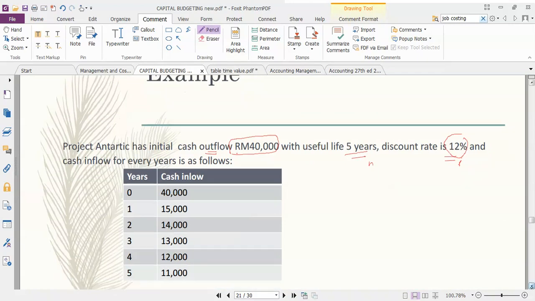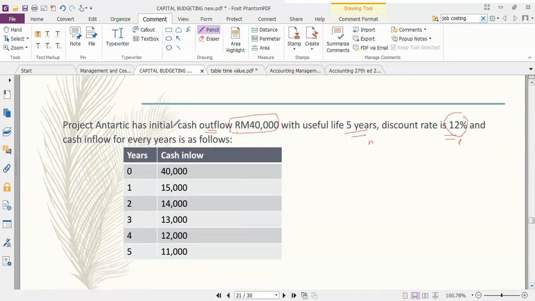Okay, let's look at the cash inflow dia. Cash inflow ni yang ni. Ni second ni 40,000 ni untuk cash outflow kita. Tapi yang ni cash inflow. Kena bezakan tau. You must know how to differentiate between the cash inflow and the cash outflow. Okay, 40,000 ni sebab dia 0 years. First time kita keluarkan duit 40,000. And then on the next year 1, 2, 3, 4, 5, ini adalah cash inflow kita.